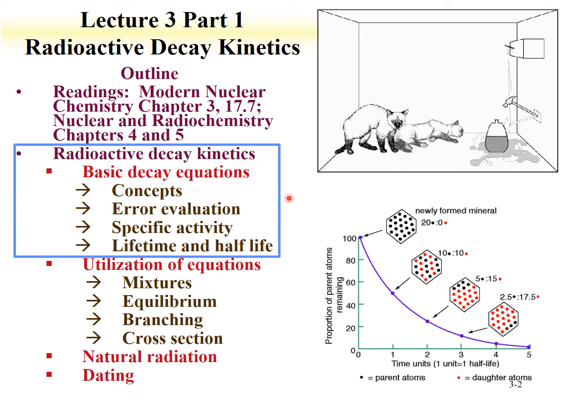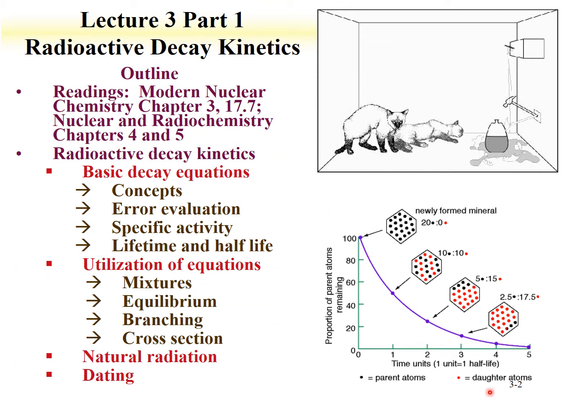Part 1 covers radioactive decay kinetics, where we're going to go over some basic equations and concepts of the equations. We're going to talk about error that's inherent when one does radioactive decay. In other words, you can get an understanding of the error in your value from the total counts of your value. We'll talk about the term specific activity, that's an activity per unit mass, and then a correlation between the lifetime and half-life.